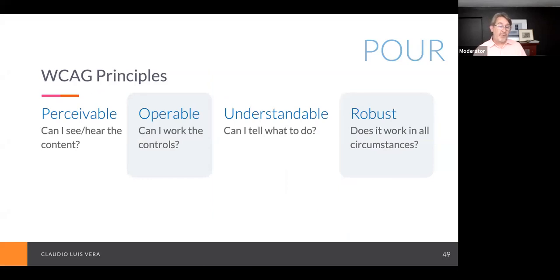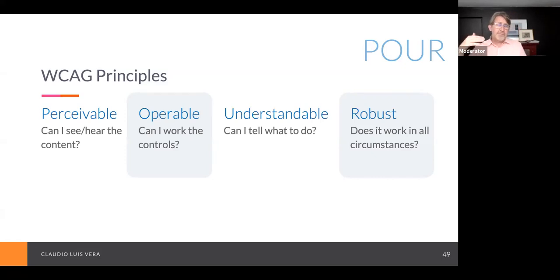WCAG goes by 4 principles, and when we get into testing the next time, you're going to see how these 4 principles are applied. So perceivable means, hey, can I see the content? If you have an image, a banner ad, and you don't have alternative text, the screen reader that a blind person uses has nothing to read, so that element is not perceivable. If you have video and you don't have captions, then to a deaf person, that video is not perceivable.